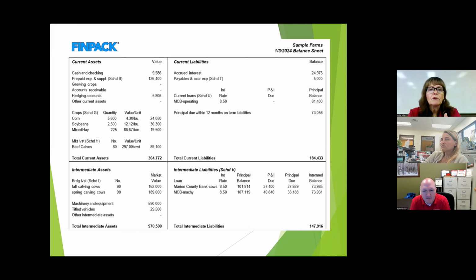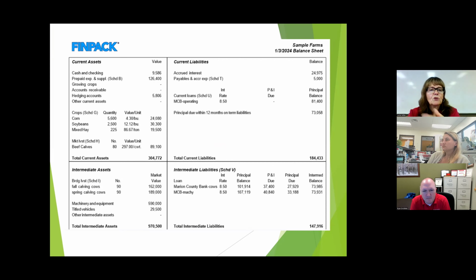$304,772. Their current liabilities, as you can see here, we're showing interest that's accrued, payables that are out there, as well as the balance on their operating loan. And then we show the principal that's due on the cow loan, machinery loan, and real estate loan. Showing all those items gives us current liabilities of $184,433.